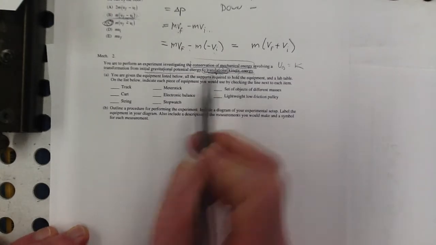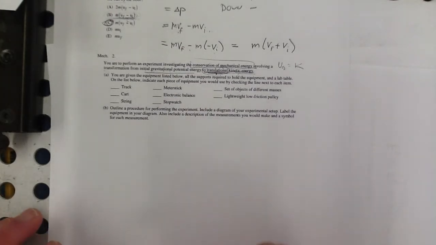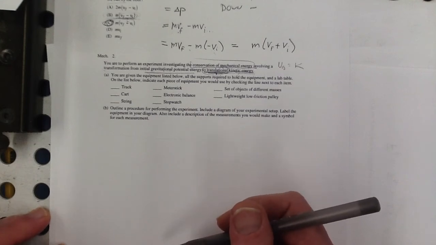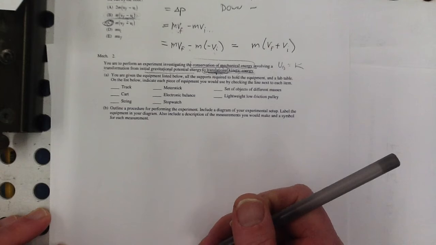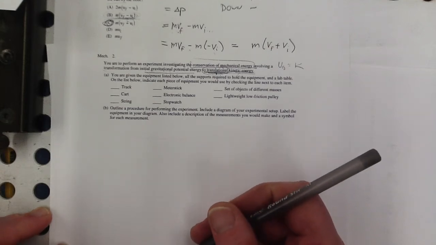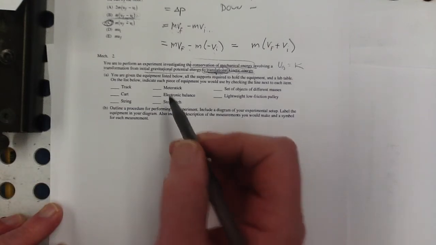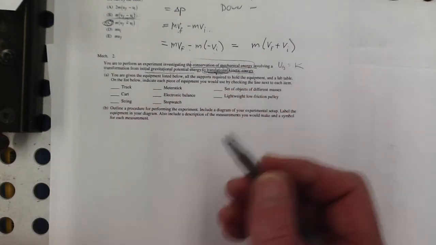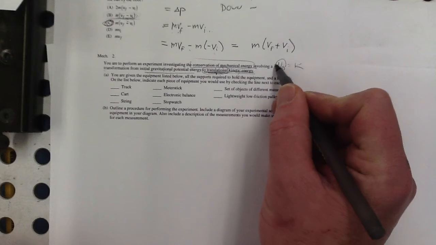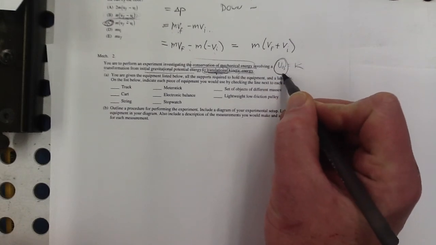So, gravitational potential energy to translational kinetic energy. You could drop something. You could do some kind of cart on track thing. There's different things that you could do, but you definitely need something to be changing height, right?